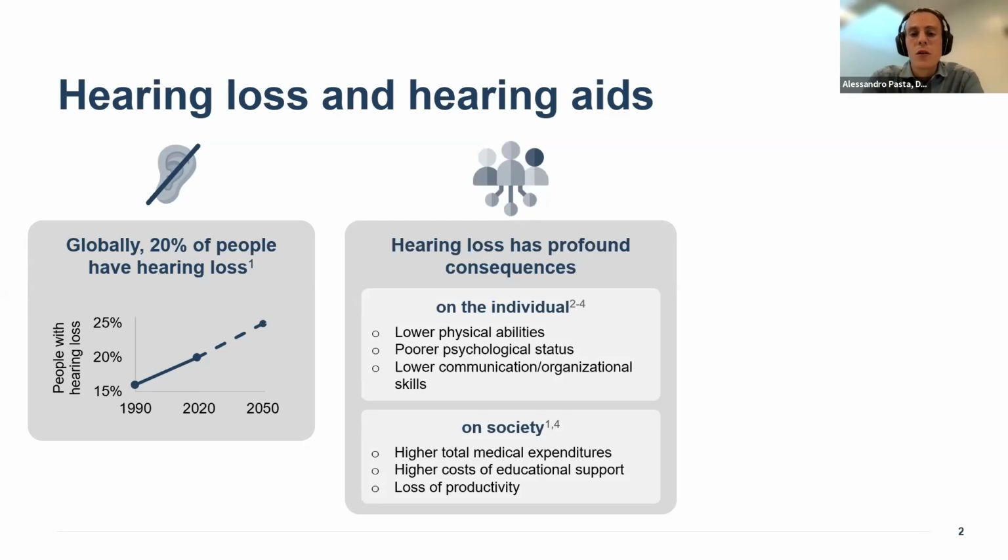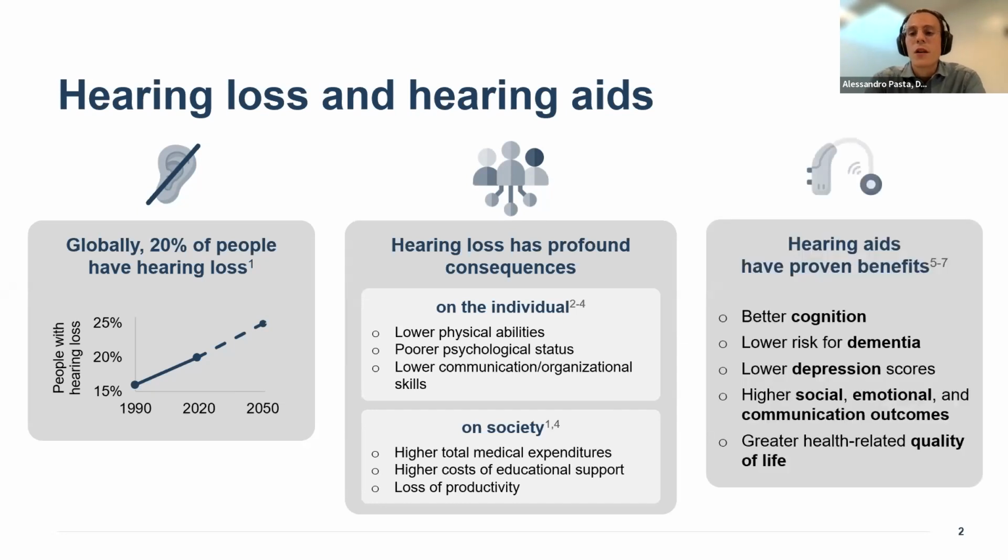hearing loss has profound consequences on a broad range of dimensions. It has been shown that hearing loss has consequences both on an individual level, resulting in, for instance, lower physical abilities and psychological status, but it also has consequences on a societal level, resulting in higher medical and non-medical expenditures. For most of the people suffering from hearing loss, the consequences of hearing loss can be reduced through some hearing technologies, among which there are hearing aids.